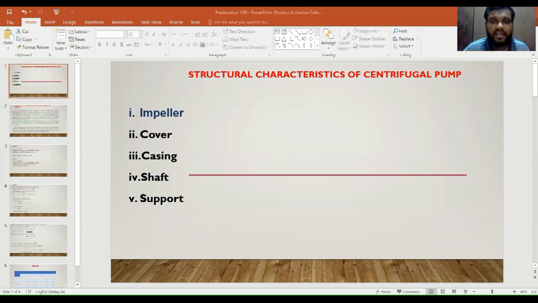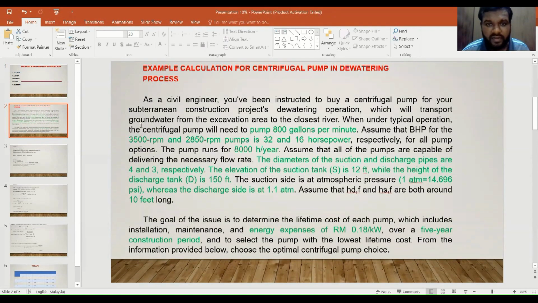Fourth is the shaft. The shaft handles the deflection of the seal zone even under heavy duty working circumstances and achieves the critical deflection speed. Fifth is the support. The shaft is supported by two rolling bearings, which reduce pressure liquid losses on the pump discharge side. Next, I want to talk about the example of calculation.